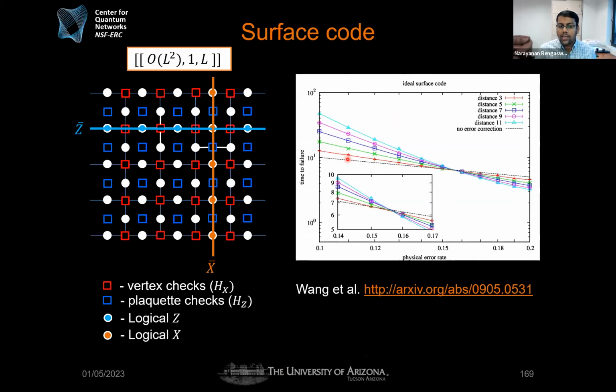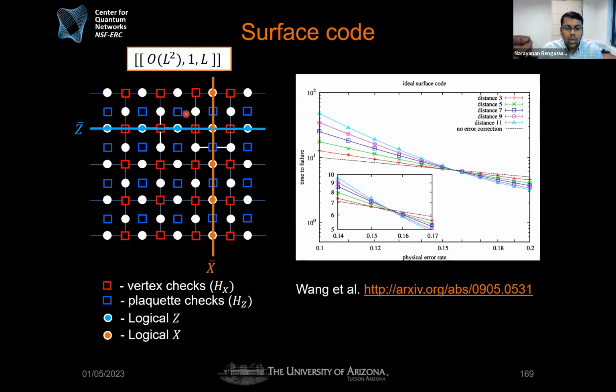And so a standard example is the surface code, which can actually be constructed from repetition codes, but I won't get into the construction. Visually, you can just lay it down on a 2D lattice. So here I've laid down these. All these white circles represent our data qubits. The blue squares represent the Z-type stabilizer checks, and the red squares represent the X-type stabilizer checks.